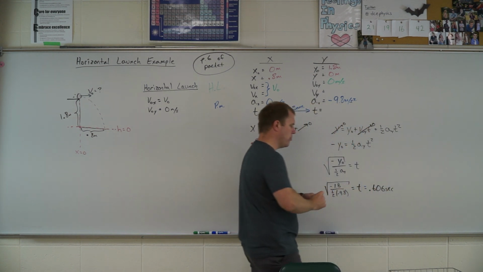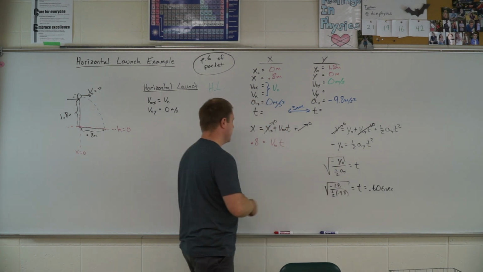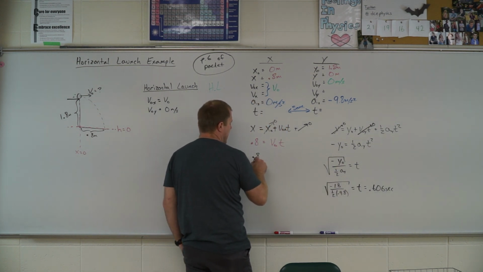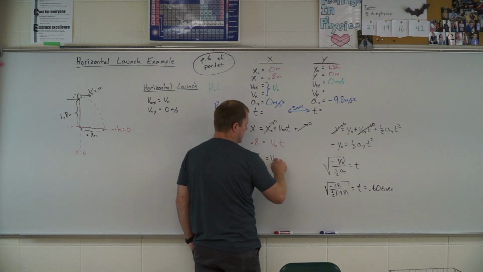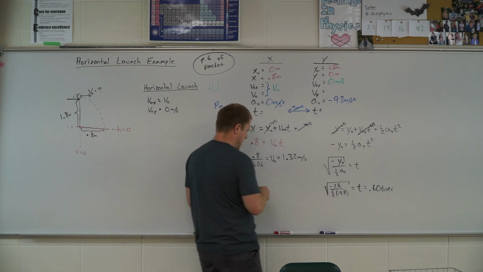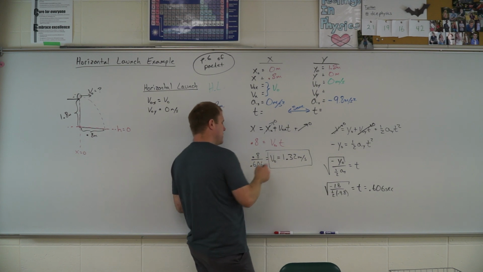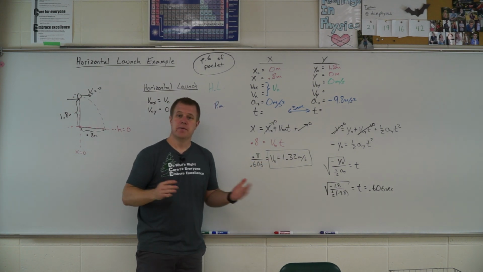Make sure you store that or use second answer or go up and highlight it for when you plug it in over here. So I now have 0.8 divided by 0.606 will give me an initial velocity of 1.32 meters per second. And there we have our solution. So it was leaving that table at 1.32 meters per second.